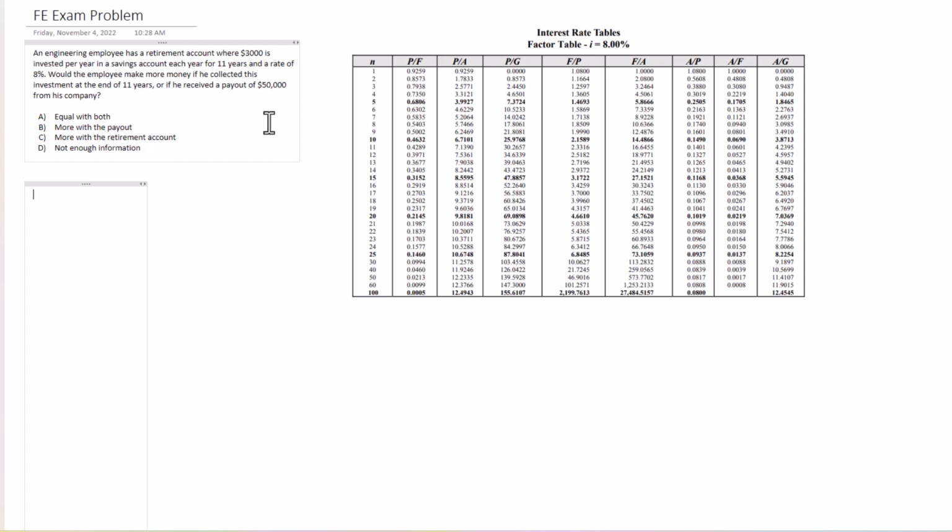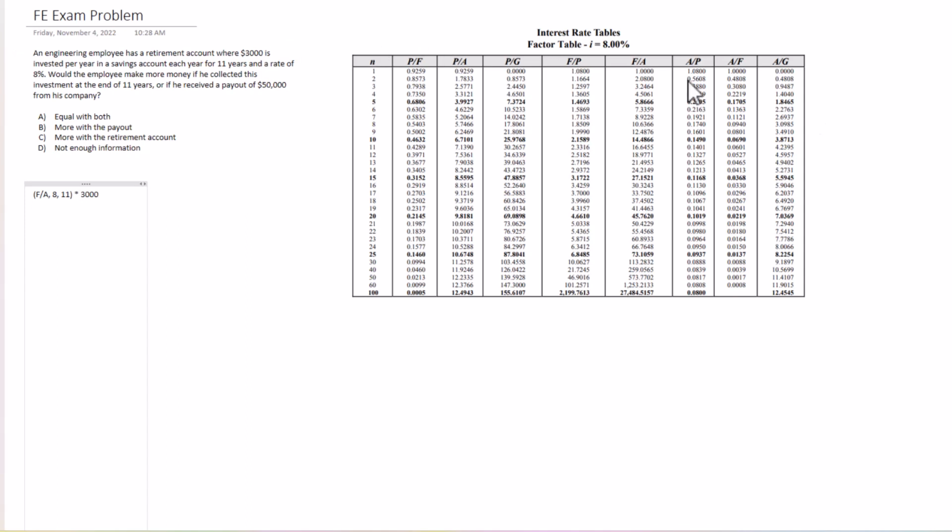So which is greater? We're going to need to determine what kind of equation we need to use. We know we're using an annual amount, and we want to determine what that annual amount will become in the future. So we're going to be using F over A in this case. The interest rate is 8% and the time is 11 years. We're going to multiply that by 3,000.